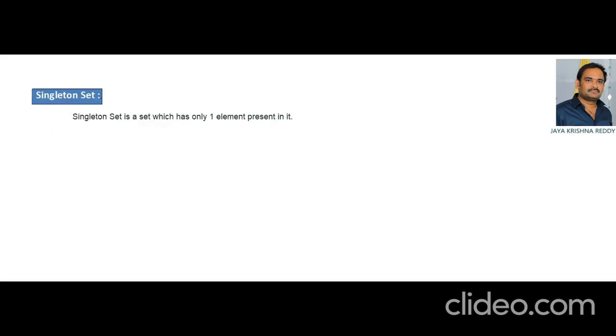Singleton set. A singleton set is a set which has only one element present in it. Singleton set means it should have only one element in it. For example, set A equals even prime number, means A is having the even prime numbers.